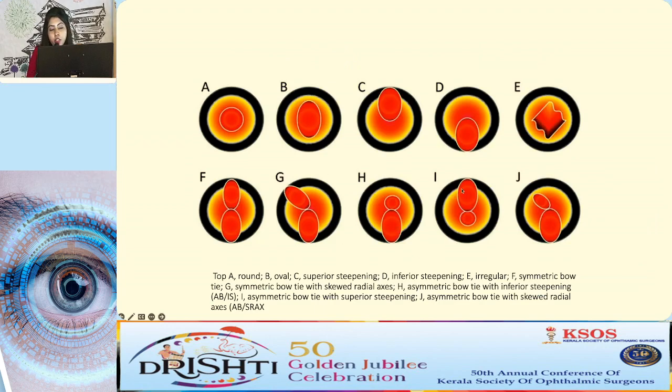So these are different shapes that are possible in the elevation maps. Here down you can see F, concentrate on F. F is a symmetrical bow tie. Coming to G, it's a symmetrical bow tie but with a skewing. H is a symmetrical bow tie with inferior steepening. I is the one with superior steepening. And J is the one with inferior steepening and also a skewing.